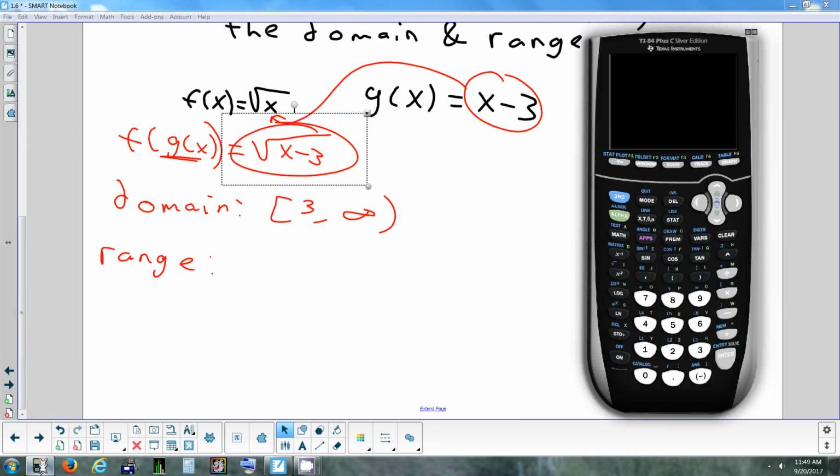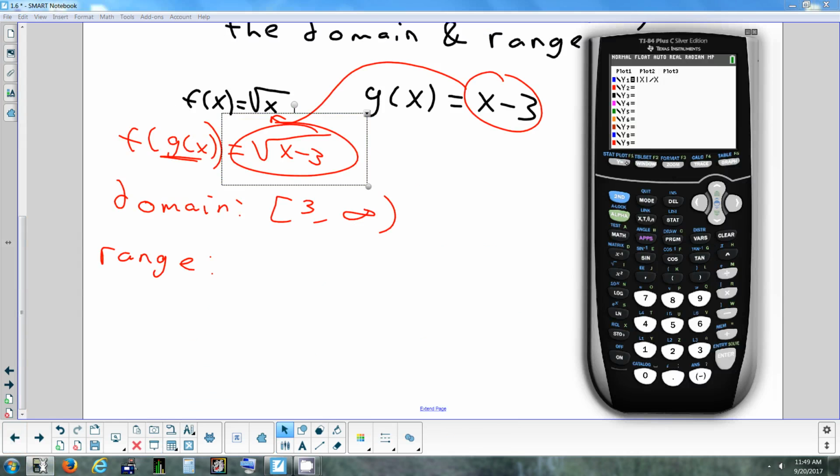For the range, let's graph and see what it looks like. So remember, range is the y values. How high and low does this one go? All right, let's see. So what does it look like the lowest that this ever goes on the y-axis? Yeah, it'll go down to 0. That's the lowest. And how high is that graph going to go?